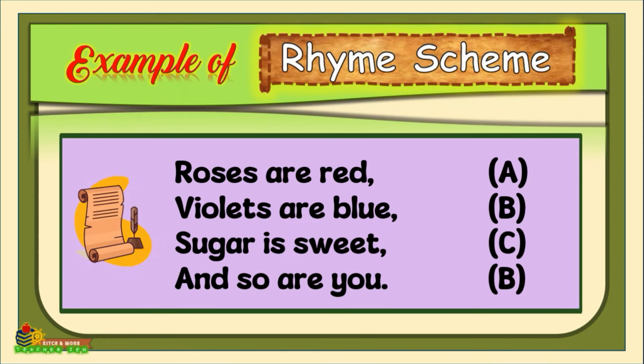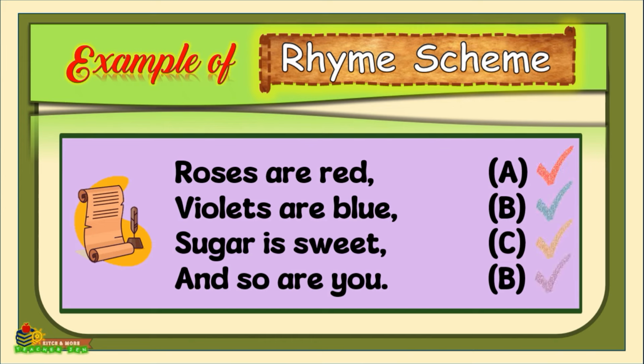Let's look at this short poem. Roses are red, violets are blue, sugar is sweet, and so are you. Can you hear it? Blue and you rhyme. They both end in the same sound, so we give them the same letter B. Red and sweet don't rhyme with anything else here, so they get their own letters A and C. So the rhyme scheme here is AB, CB.